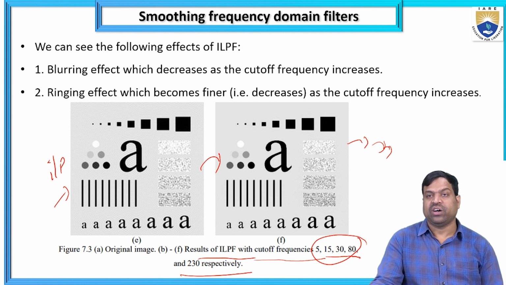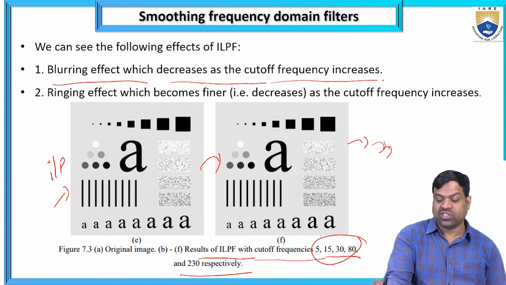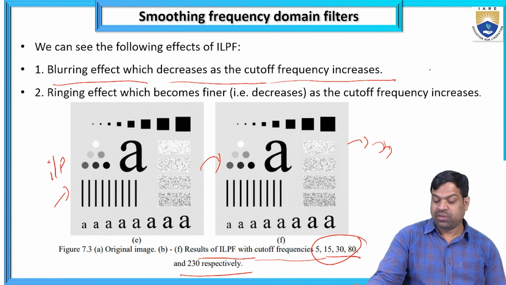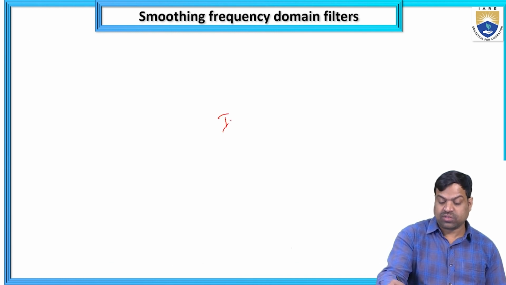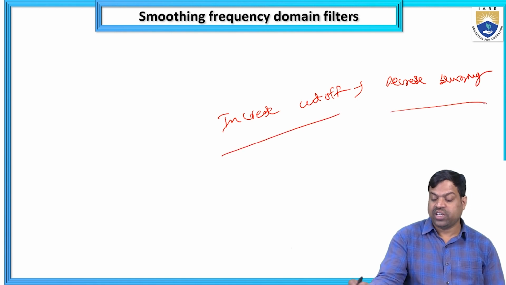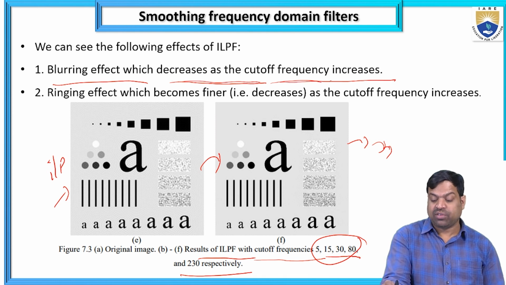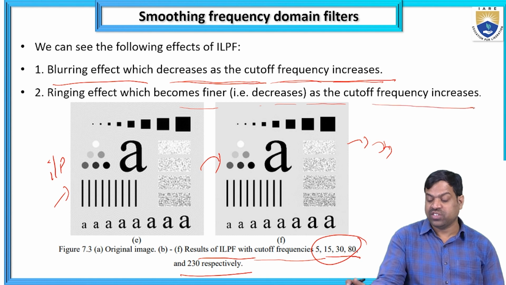So what is the use of the ideal low pass filter? The blurring effect decreases as the cutoff frequency is increasing. So when I am increasing the cutoff frequency, the blurring decreases. That is the concept. The blurring effect decreases as the cutoff frequency increases, and the ringing effect becomes finer as the cutoff frequency increases.